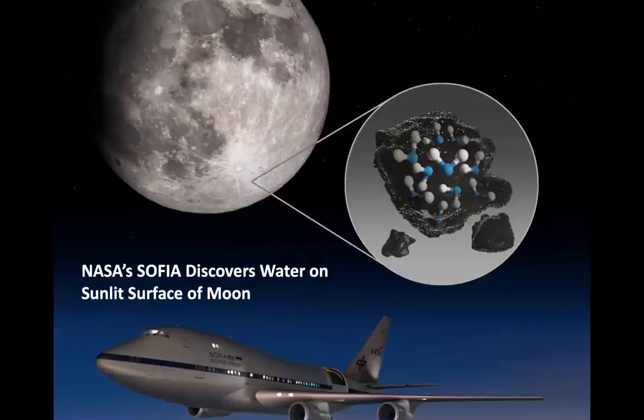Now, one of the major discoveries this particular telescope made very recently, I guess 3 or 4 months ago, is that they found evidence for water on the sunlit surface of the moon. So that's one of the major discoveries that it made.